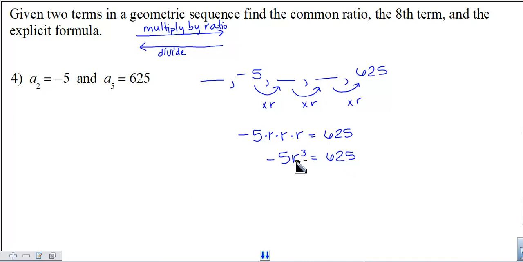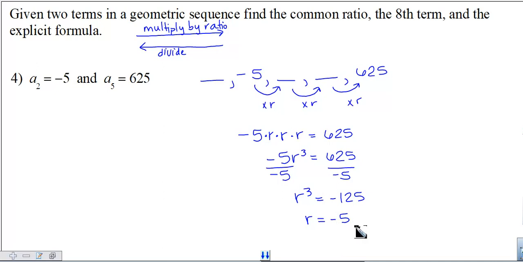If I want to solve for r, and it's multiplied by -5, I will start by dividing -5 on both sides. R cubed is equal to -125. Now, you're going to need to take the cube root of both sides. The cube root of -125 is -5.